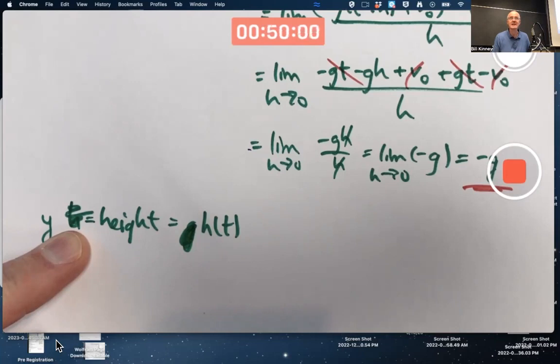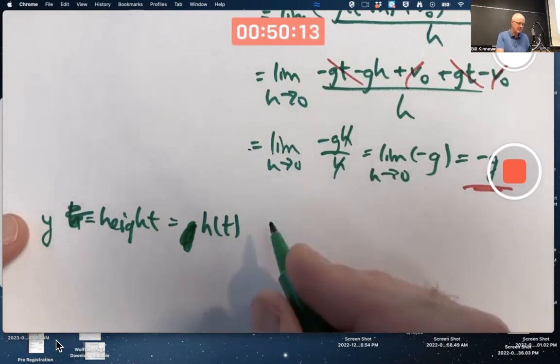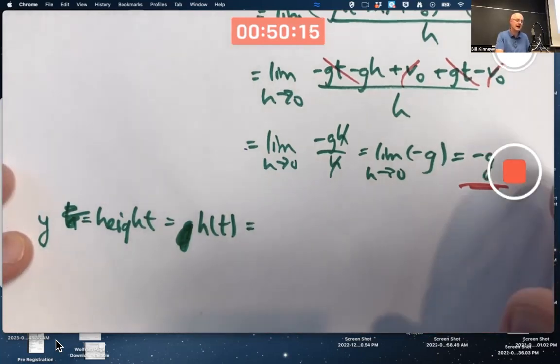Is it a good idea? Well, technically not, but we live with it. h equals h of t. Okay, I called the height y before, so I can get away with calling this y. y equals h of t. What is the formula for the height as a function of t?